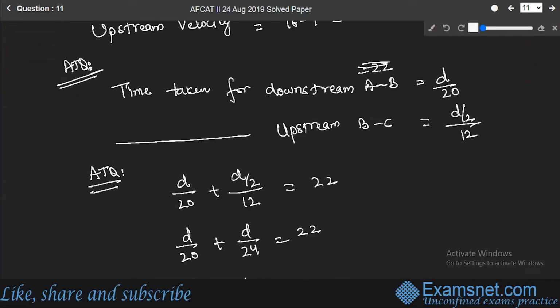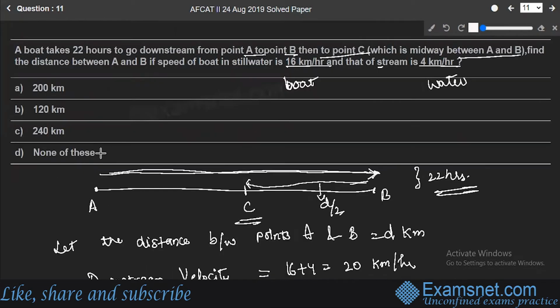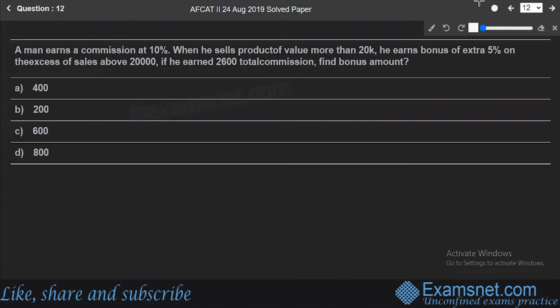Right, so you got the value of D. This is what you had to find out in the question. You had to find the distance between A and B, and we assumed the distance between A and B was D. So the correct answer to this question is option C, 240 kilometers. Hope this is clear to you. Let's move to question number 12.